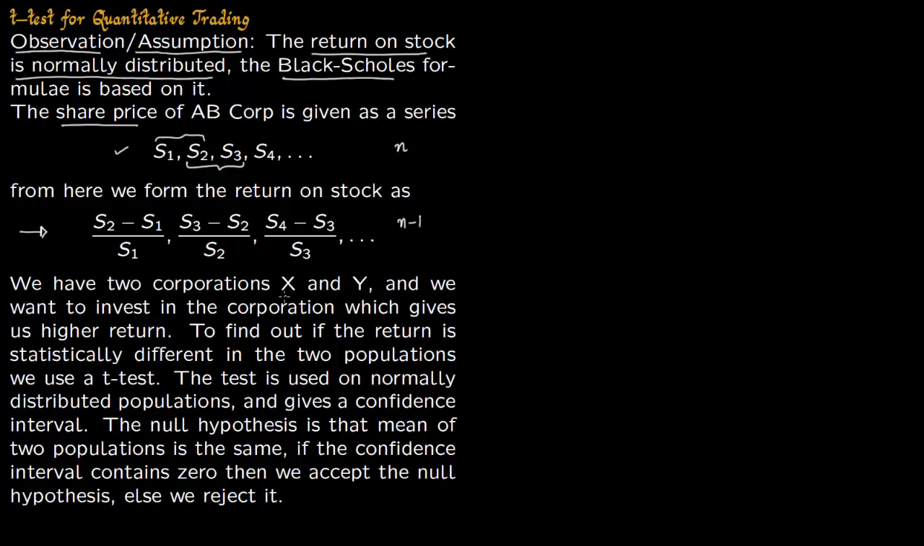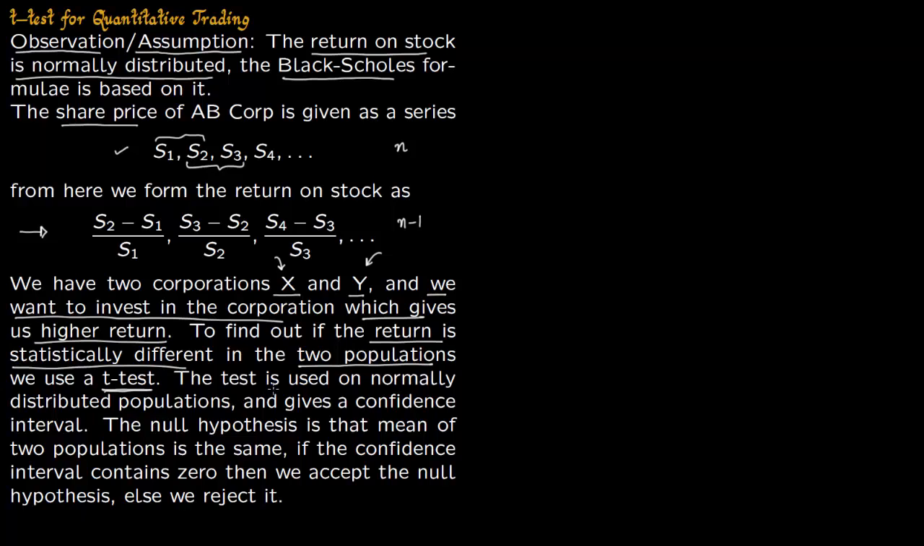Say you have two corporations, Corporation X and Corporation Y. Obviously we want to invest in the corporation which gives us a higher return. To find out if the return is statistically different in the two populations, you have the return on stock of X and the return on stock of Y, and you want to decide in which you should invest. So the means of these two should be statistically different. You want to find out if the return is statistically different in the two populations, and therefore you use a t-test.